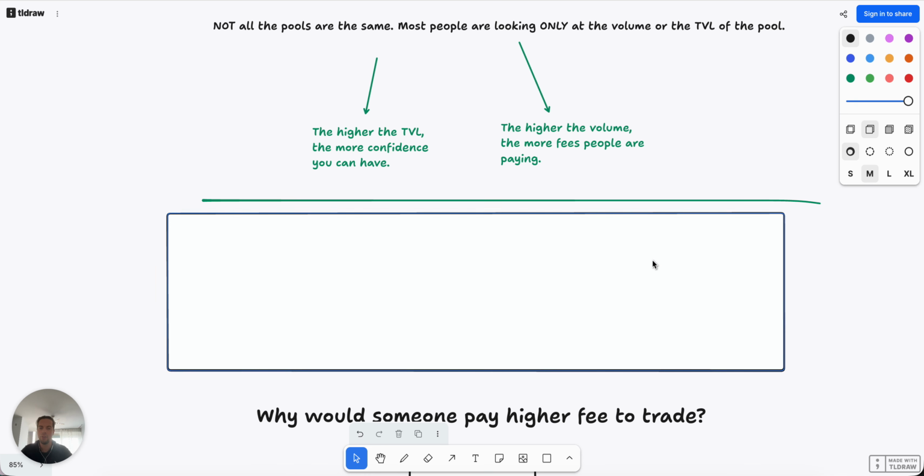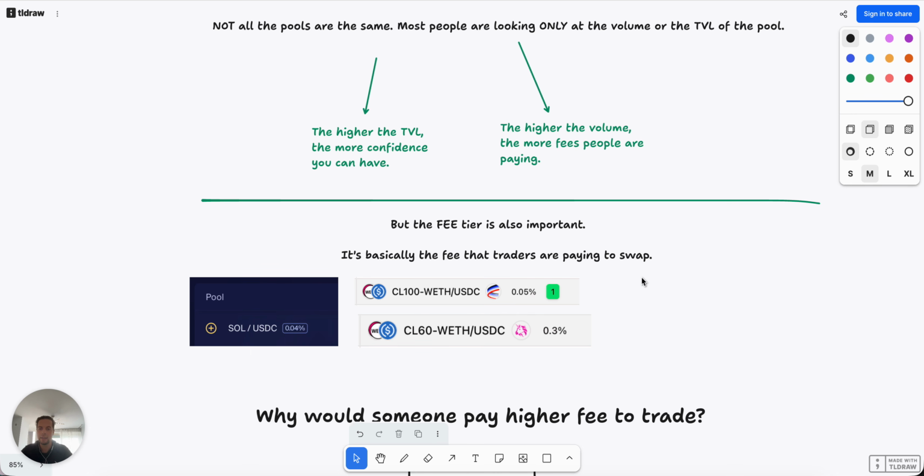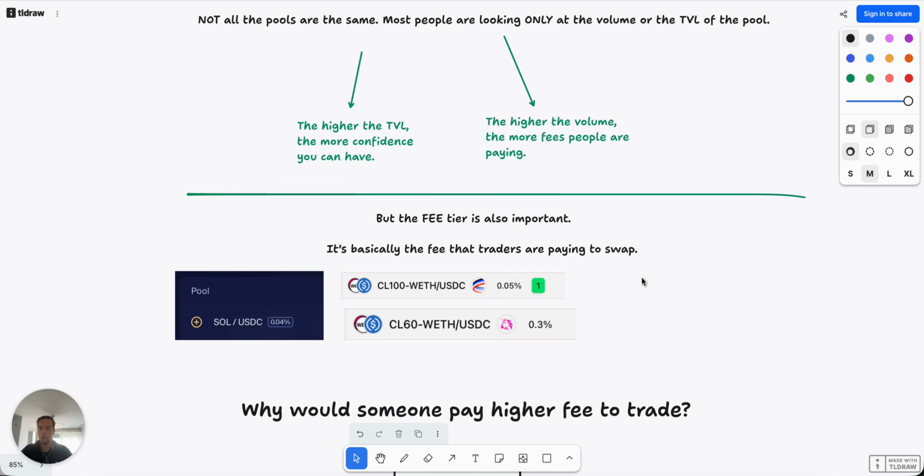But there is a third thing, and that is the fee tier. The fee tier stands for the fee that traders are paying to swap. So this does not affect us as liquidity providers, but we always have options in what kind of fee tier pool to provide liquidity to.